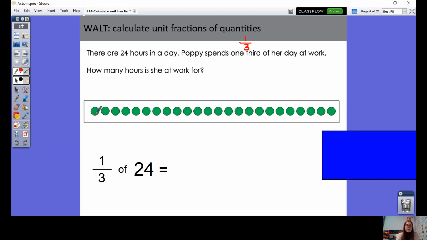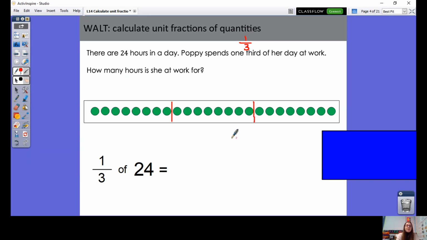So to help us, I have my pictorial here. I have 24 dots representing the 24 hours in a day, and I need to put these into groups of 3. Now to do this, I'm going to need to know what 24 divided by 3 is, and as I'm really confident at my 3 times table, I know that that is 8. So I'm going to split my diagram into 8. So 1, 2, 3, 4, 5, 6, 7, 8. There we have 24 split into thirds.